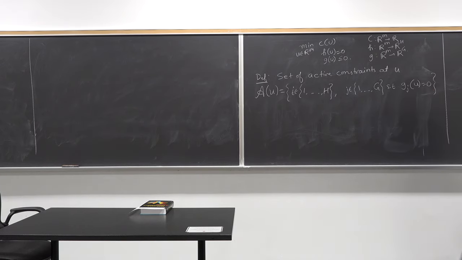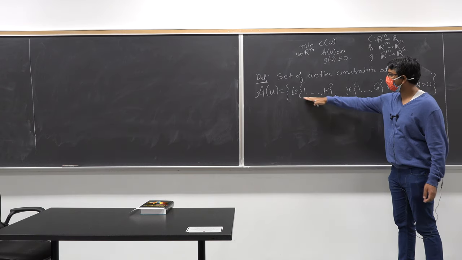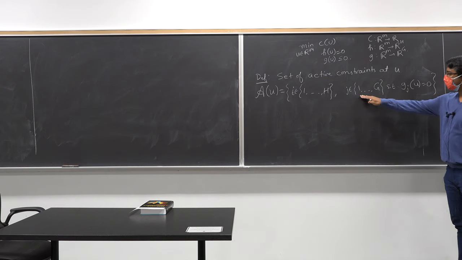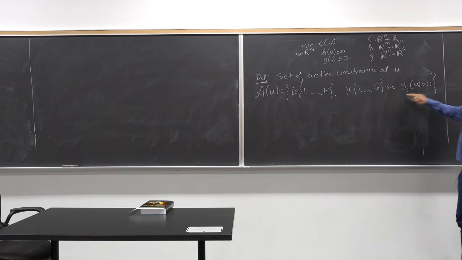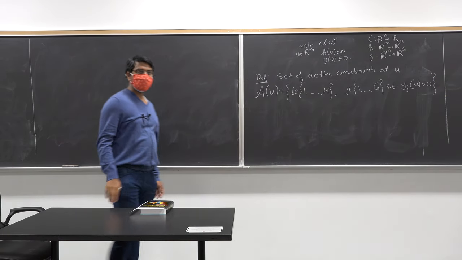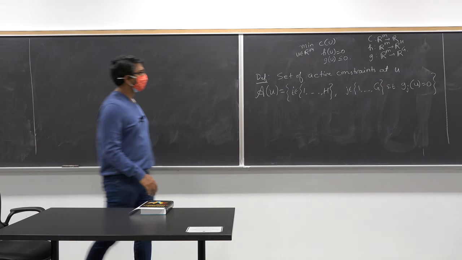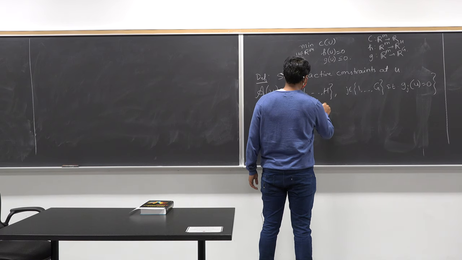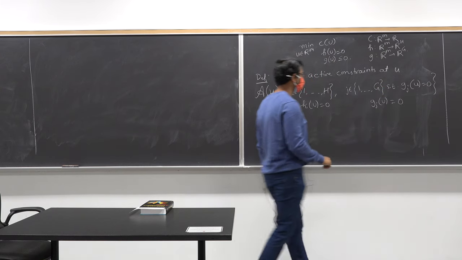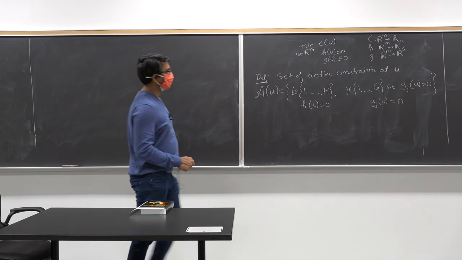Okay. So the set of active constraints at u are all these functions that are equal to 0. So h(u) is always equal to 0. So all the indices in h within the equality constraints will always be there. But the indices for inequality constraints will only be there if that inequality constraint is active. If it is inactive, those constraints are not counted in the set of active constraints at u. Okay, any question about this definition? Okay, so h_i(u) is always 0 here, and g_j(u) is always 0 for all j that are active.